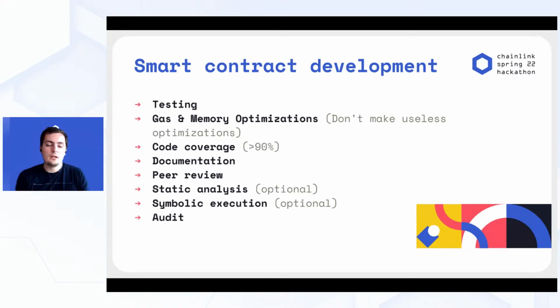Then documentation. I know all of our developers are kind of bored of writing documentation, but it's really important because auditing firms and also your users can read and understand your code.